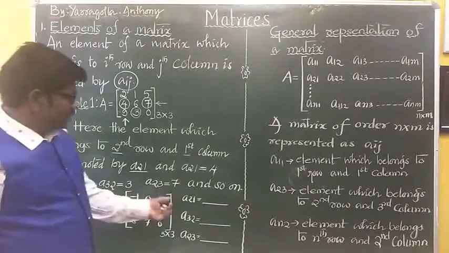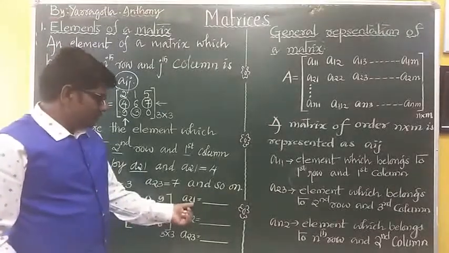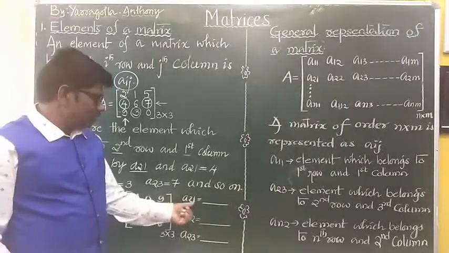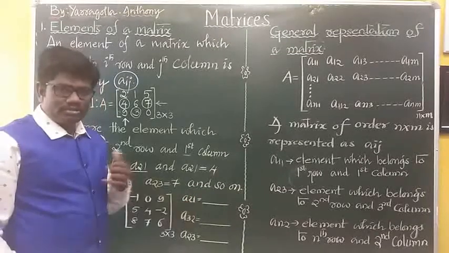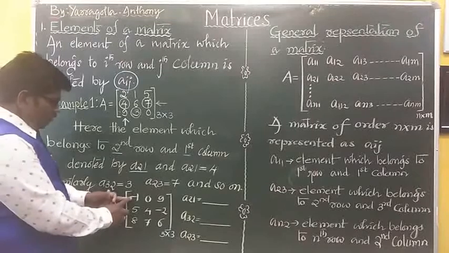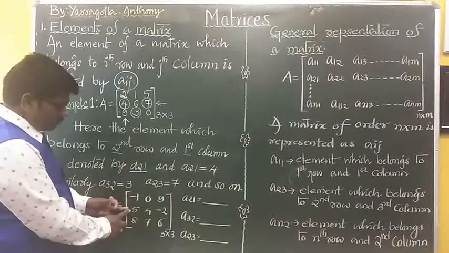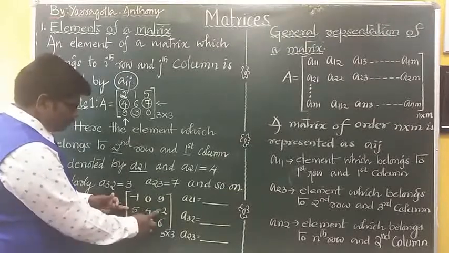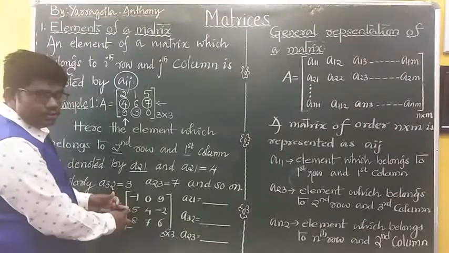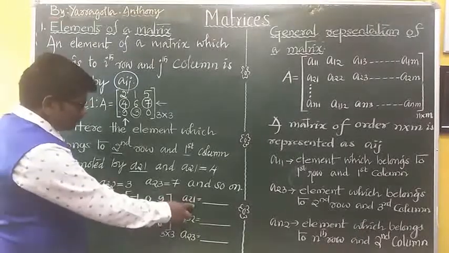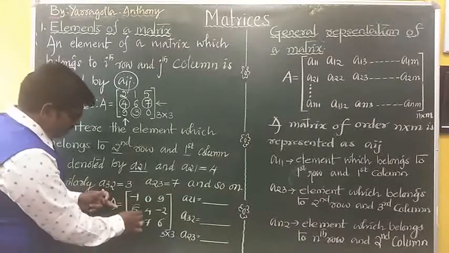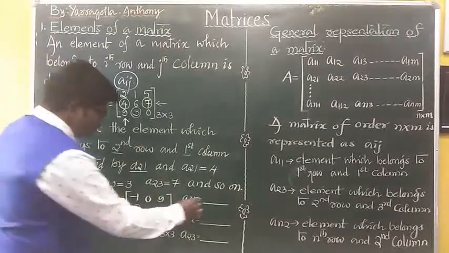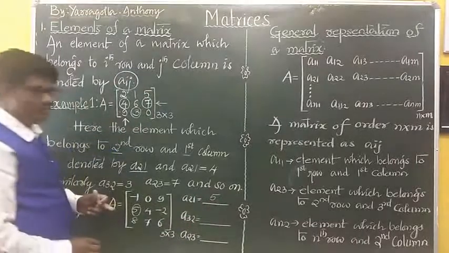Now let us see what is asked here. A21. What is the meaning of this? That means an element which is in the second row and the first column. Can you tell me which number comes in the second row and first column? Let us find out. This is the first row and this is the second row. The element we are searching for is in this row: 5, 4, -2. Now which column do I have to go for? First column. That means the number is 5. So this 5 belongs to the second row as well as the first column.